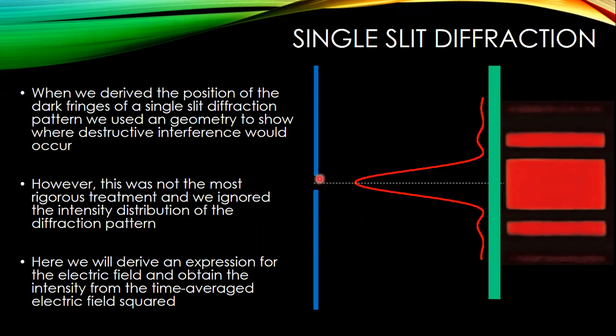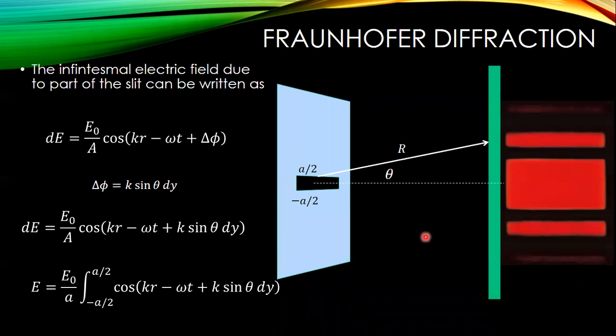In reality, this slit should be treated as an infinite number of tiny little points, tiny sources of electric field, which are going to propagate their own little wavelets to the screen and solve for that pattern as it forms on the screen, take the square of the electric field to then find the intensity. So unfortunately, this means that we have to rely on calculus.